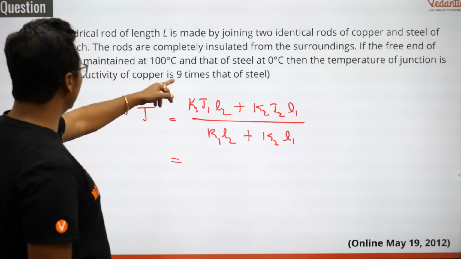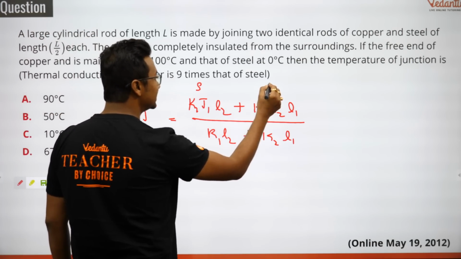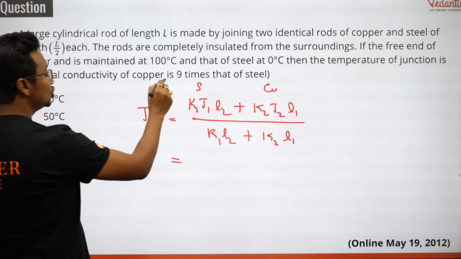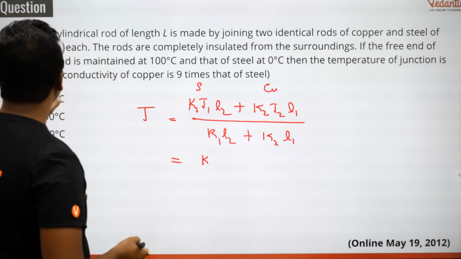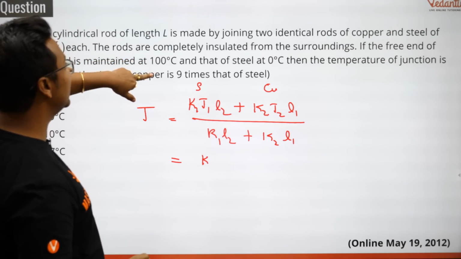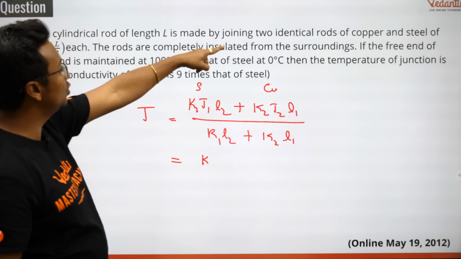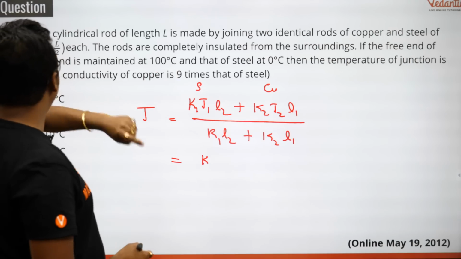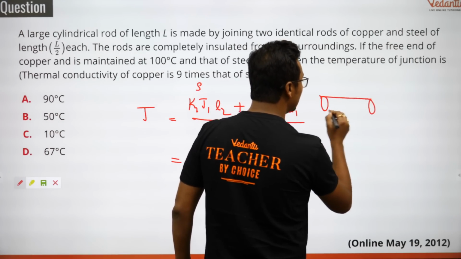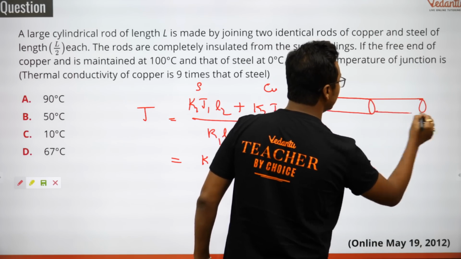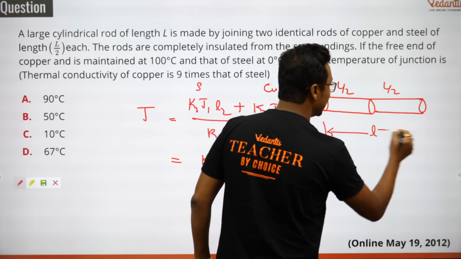We know thermal conductivity of copper is 9 times that of steel. So let's take this as steel, let's take this as copper. So for steel, let's say the conductivity is K. Temperature: which one is maintained at 100? That we need to take care of. A large cylindrical rod of length L is made by joining two identical rods of copper and steel of length L by 2 each. So I have got L by 2 here, and along with that another L by 2. This entire thing is L.